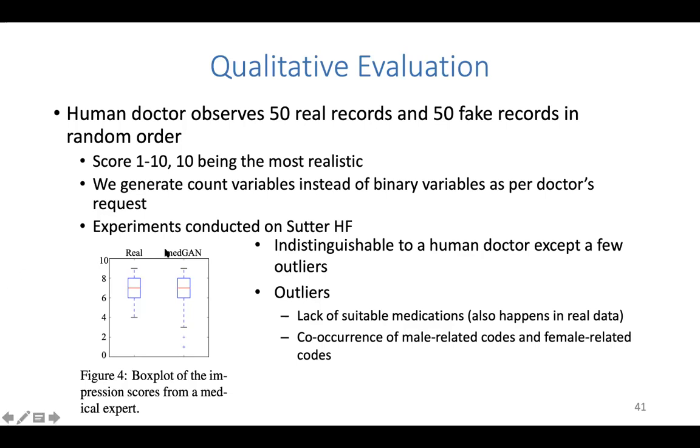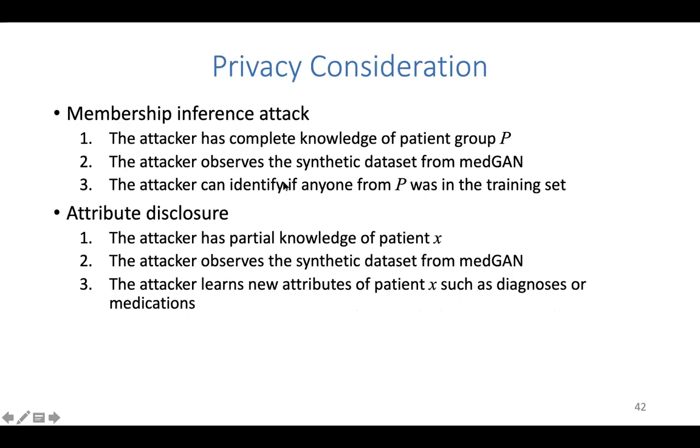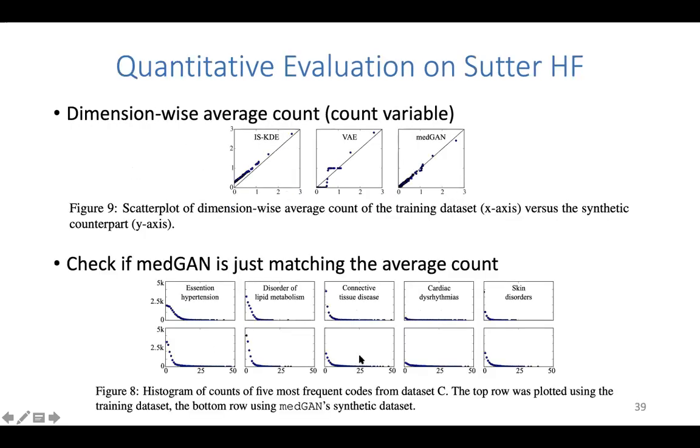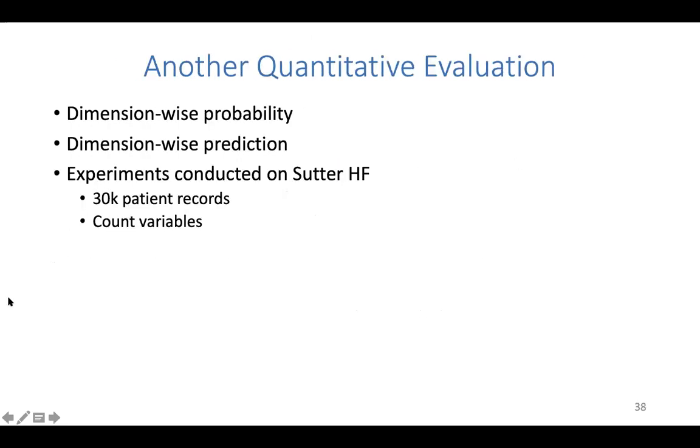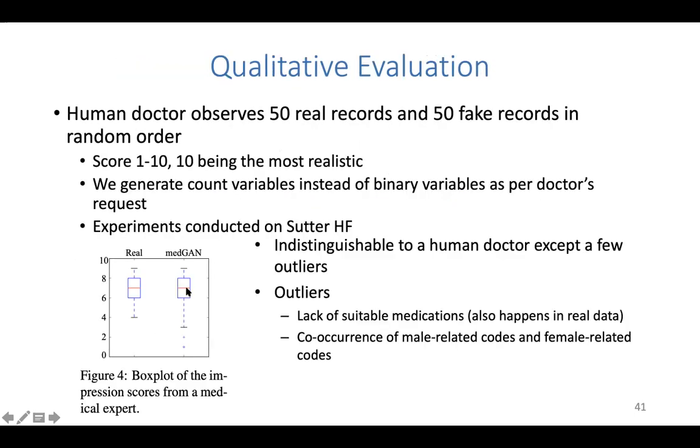And we generated count variables instead of binary variables because the doctor said it's way more informative to see count variables rather than binary, which is natural. So we generated using, I think, Sutter HF. We used this data set, 30K patient records and count variables, and we generated 50 fake records and mixed them with the 50 real records and presented them to a human doctor.